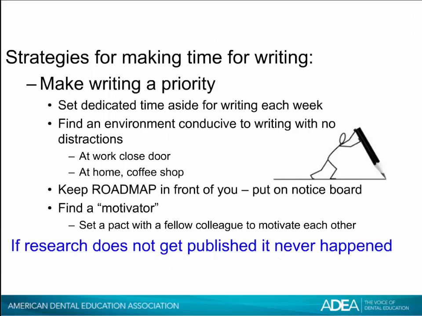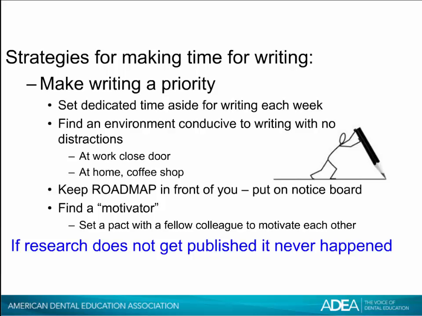The other important one is about strategies to make writing happen. You do have to take time to make writing a priority. Several strategies that you can use: set dedicated time aside for writing each week, either for your next project or for a publication. If you don't need that writing time that has been set aside that week, then you can catch up on other things that you need to finish.